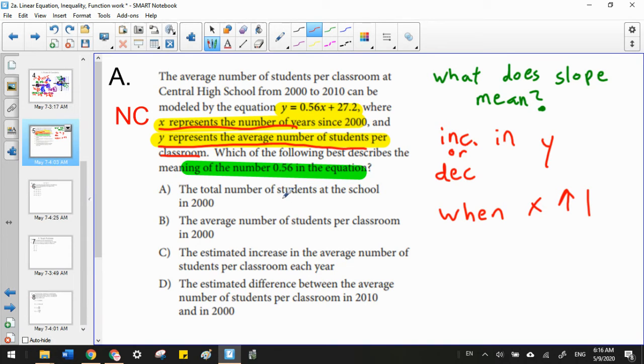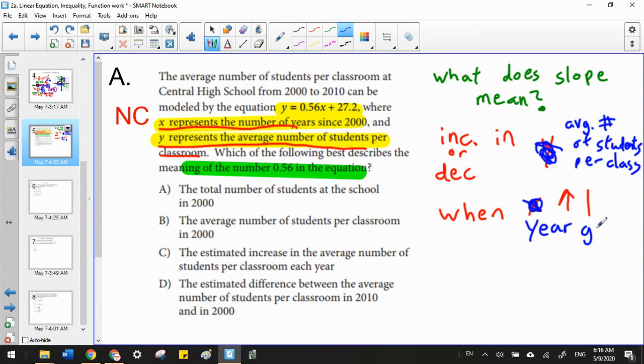So when I try to translate this sentence into words, the slope is the increase or decrease in average number of students per class when the year goes up by 1.